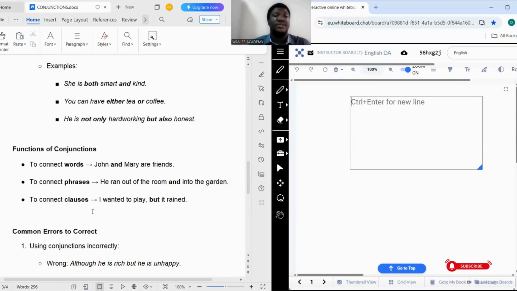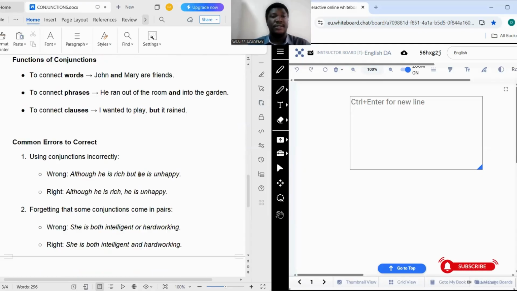Now, there are different functions of conjunctions. The first and the major is to connect words together. For example, John and Mary are friends. To connect phrases together: I wanted out of the room and into the garden. Out of the room is a phrase. Into the garden is also a phrase. But "and" is a conjunction that joins the two of them together and makes it make sense. Now, to connect clauses too: I wanted to play, but it rained. I wanted to play is the main clause. It rained is the subordinate clause. "But" has joined the two different clauses together.